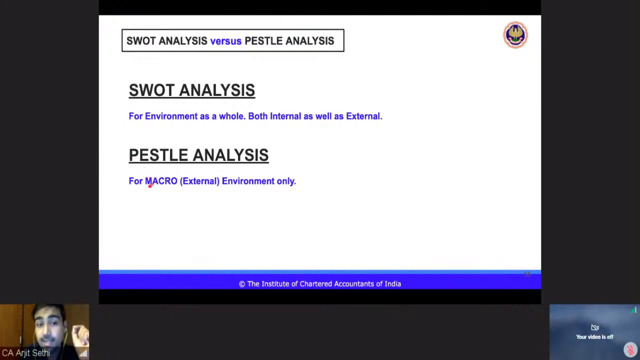However, PESTLE analysis is only for the macro external environment, right? When I have to understand the macro environment specifically, what all components are there in my macro environment, I as a business want to understand the external environment. Even in external, I have to understand the macro environment. I will go and do PESTLE analysis. I will find out what the political pressure groups are. I will find out what the economic condition is. I will find out what the social beliefs of people are.